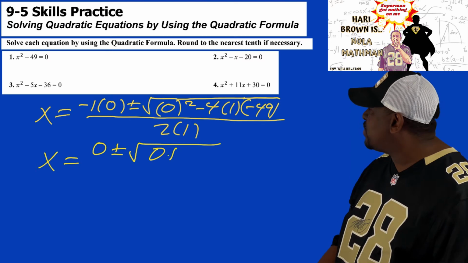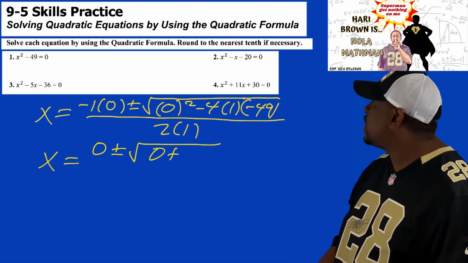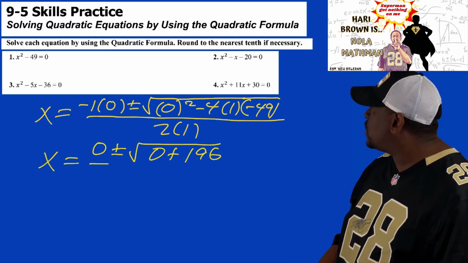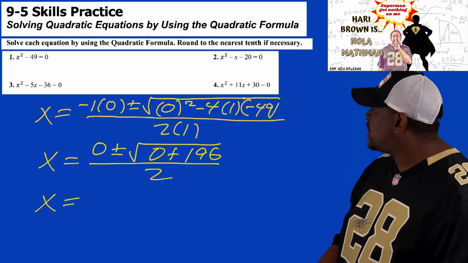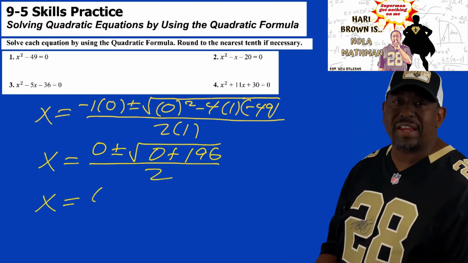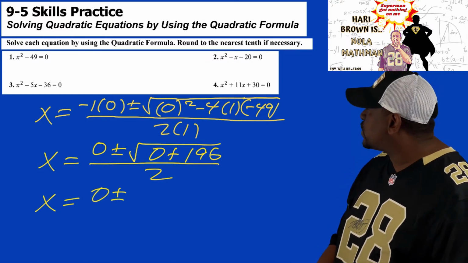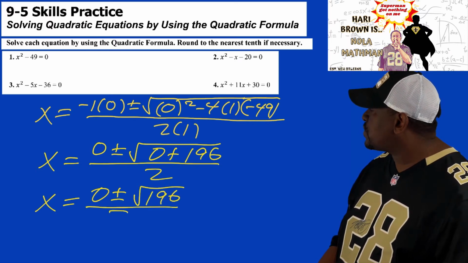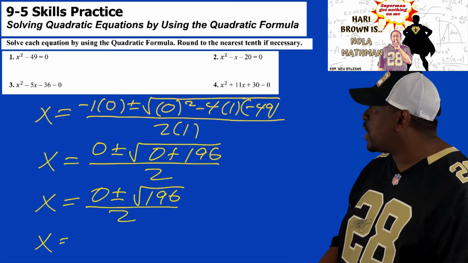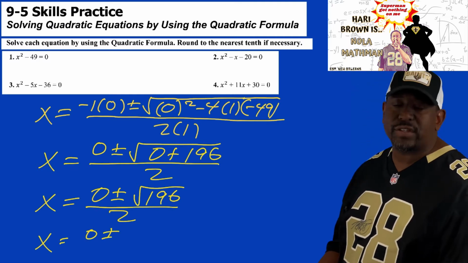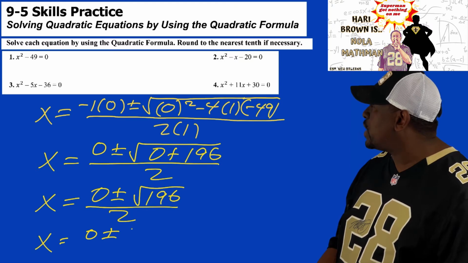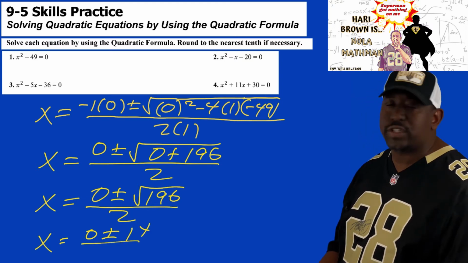Once we have it, we simply do arithmetic. Negative 1 times 0 is 0. 0 squared is 0. Negative 4 times 1 times negative 49 is 196. We have to simplify the radical. So we have the square root of 196 over 2, and you just do order of operations. The next step is to take the square root of 196, which is 14. So it's 0 plus or minus 14 over 2.